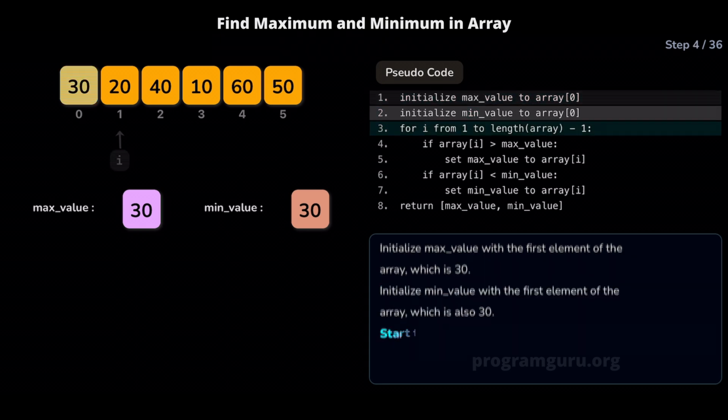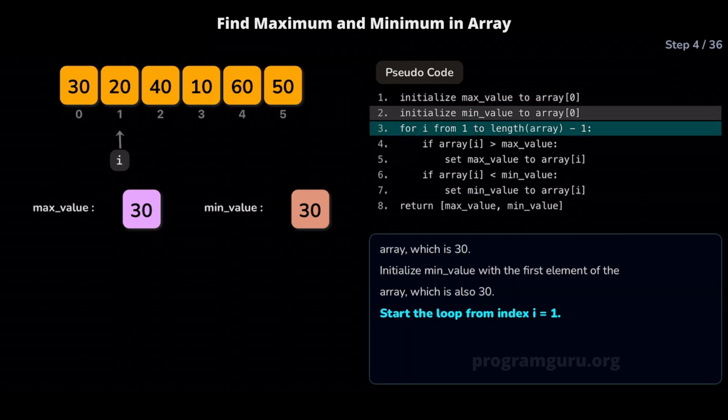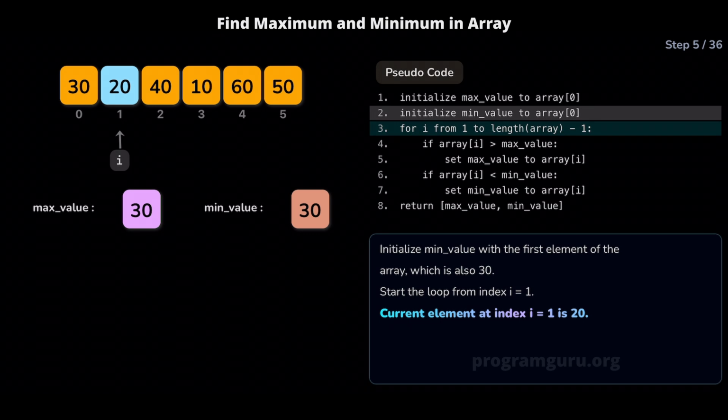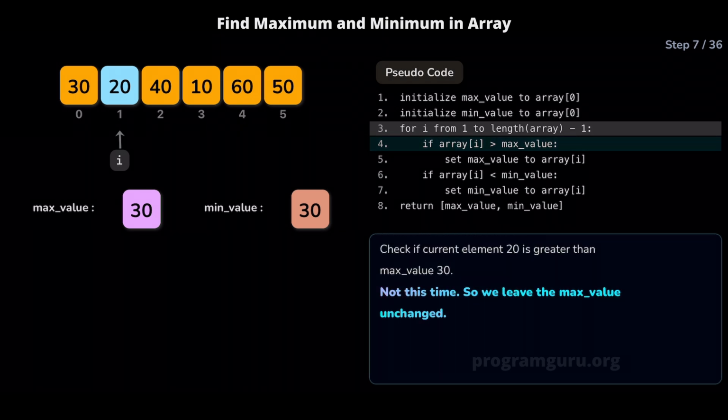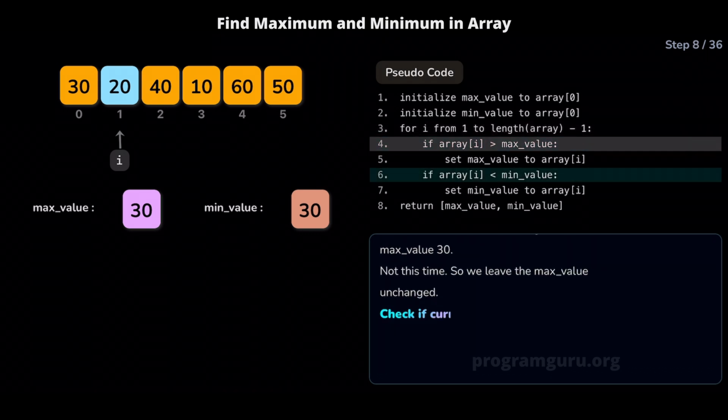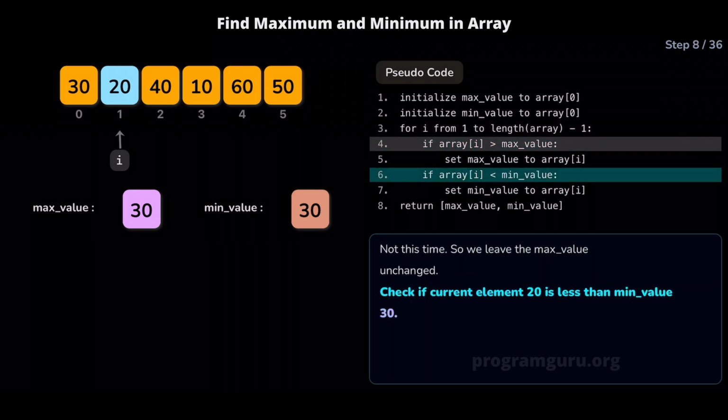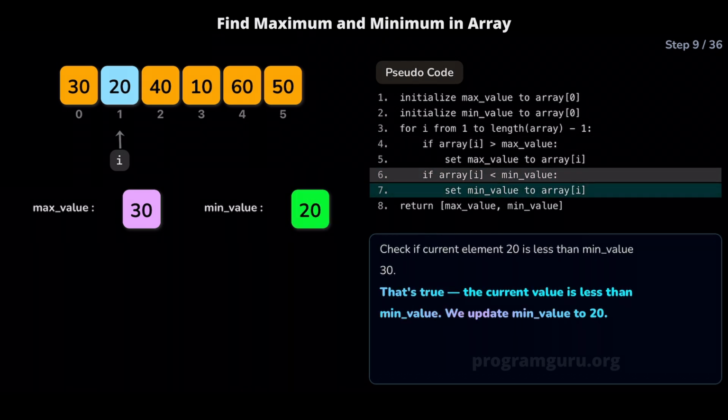Start the loop from index 1. Current element at index 1 is 20. Check if current element 20 is greater than maximum value 30. Not this time. So we leave the maximum value unchanged. Check if current element 20 is less than minimum value 30. That's true. The current value is less than the minimum value. We update the minimum value to 20.